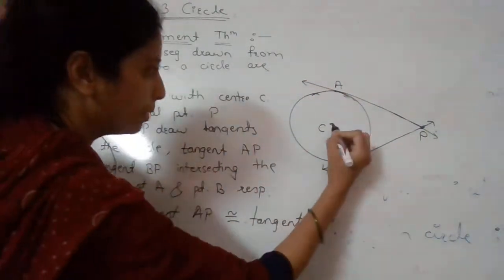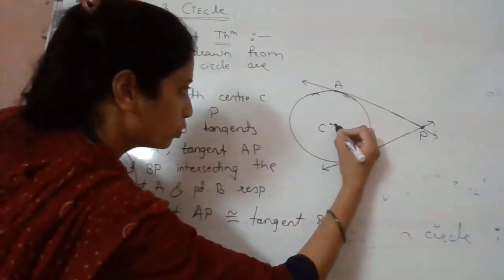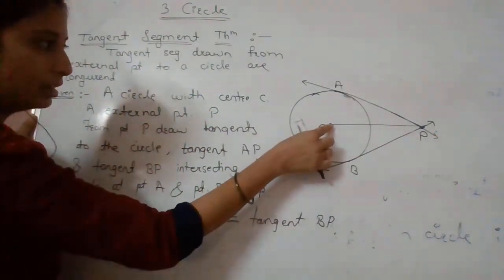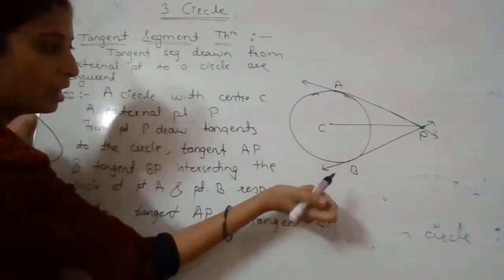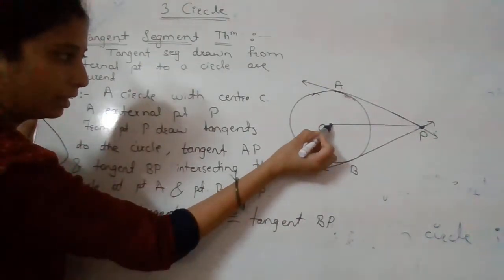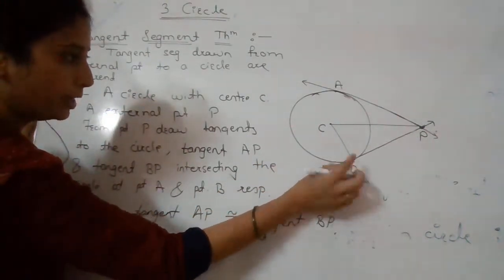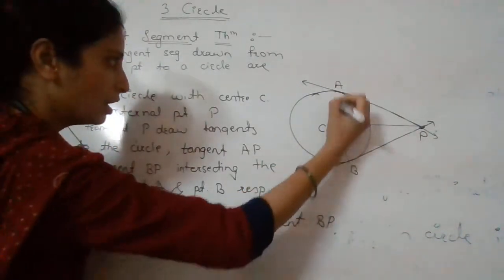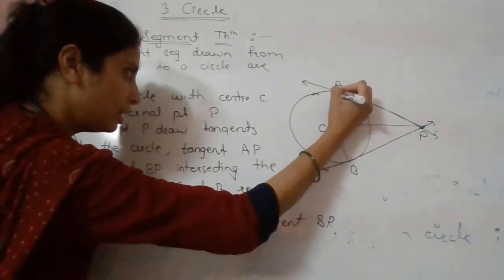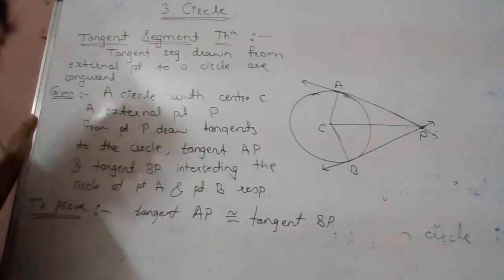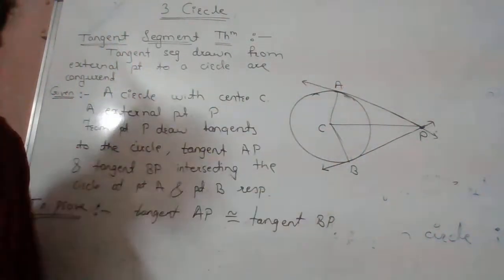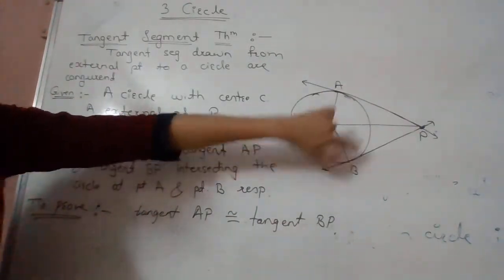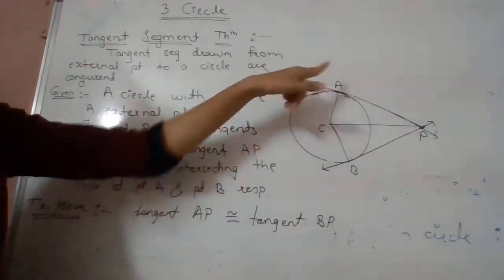I'm joining this point C with the external point P. I'm also connecting point C and B, and connecting point C and A. So what are CA and CB? CA and CB are actually the radii of this circle right here. So these are the radii.